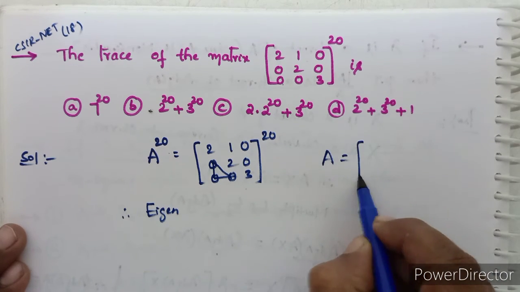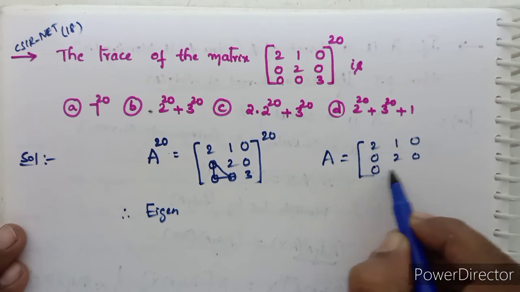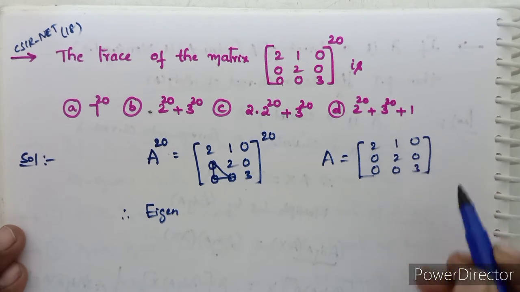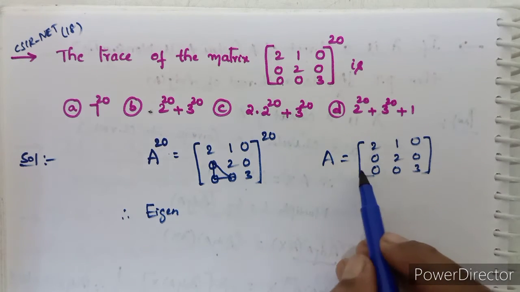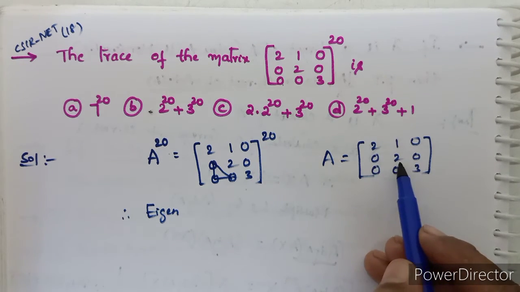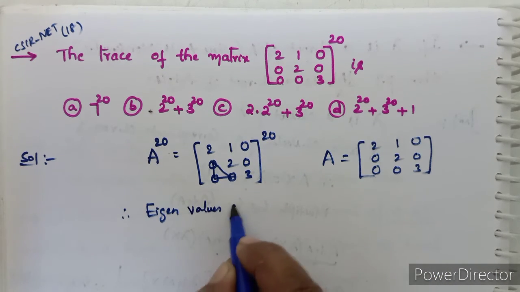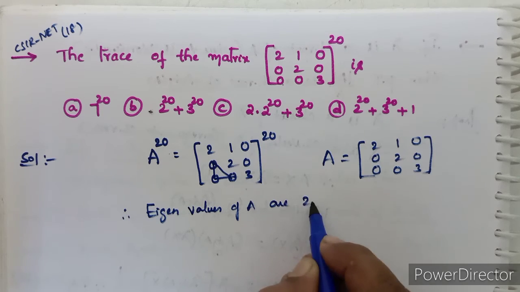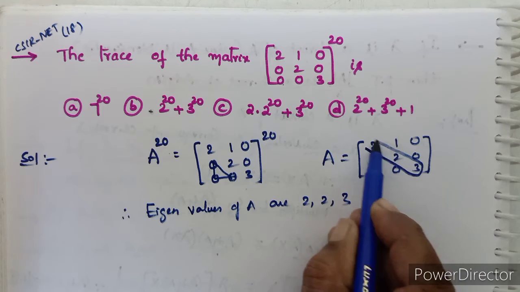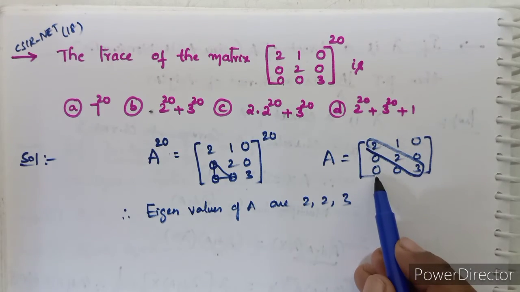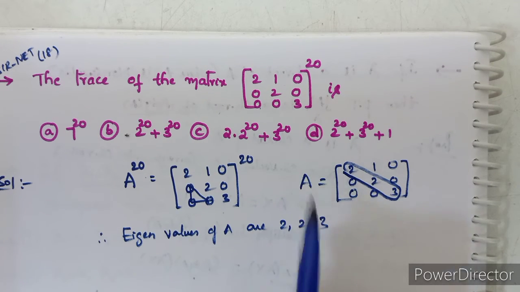A is equal to, without 20 I will write, 2 1 0 0 2 0 0 0 3. A power 20 we discuss later. First we discuss A. A is equal to 2 1 0 0 2 0 0 0 3. This is A. Eigenvalues of A are 2, 2, 3. These are the principal diagonal elements of A, since this is an upper triangular matrix.